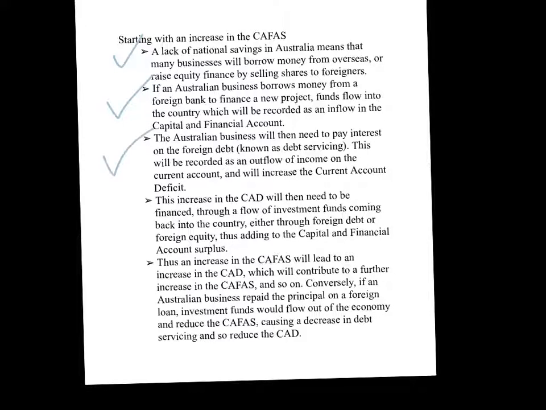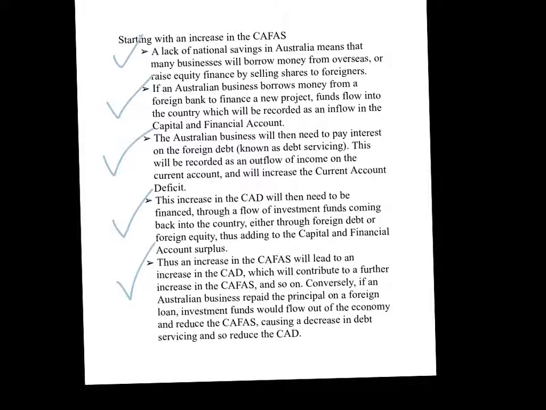The Australian business will then need to pay interest on the foreign debt, known as debt servicing. This interest will be recorded as an outflow of income on the current account and will increase the current account deficit. This increase in the CAD will then need to be financed through a flow of investment funds coming back into the country, either through foreign debt or foreign equity, thus adding to the capital and financial account surplus. So, an increase in the capital and financial account surplus will lead to an increase in the CAD, which will contribute to a further increase in the CAFIS, and so on.